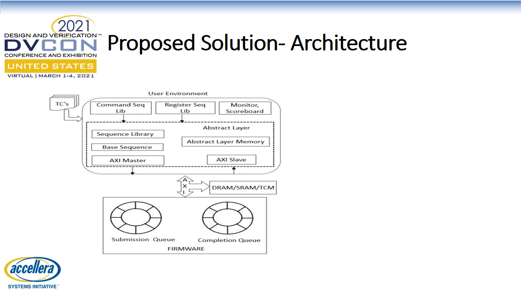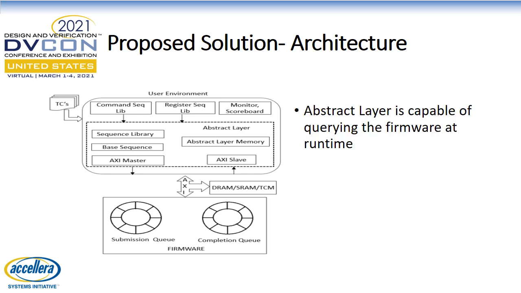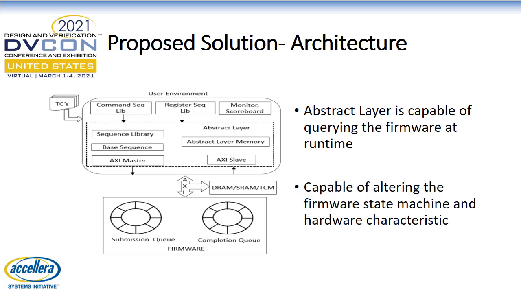The abstract layer or the firmware will consume the messages whenever it sees an entry in the submission queue or completion queue, process the entry, and update the head doorbell SFR for the submission queue or completion queue respectively. So we see that the abstract layer is capable of querying the firmware at runtime, and also capable of altering the firmware state machine and hardware characteristics of the firmware.